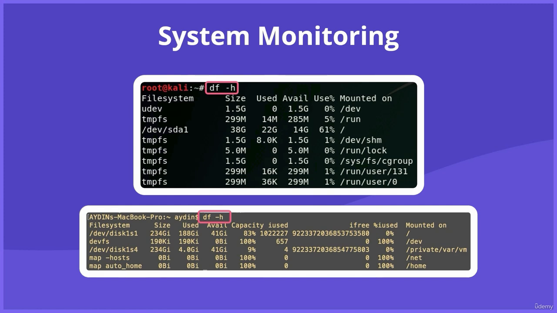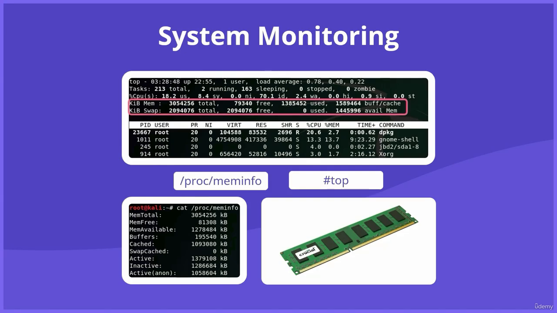Now, hopefully you remember from the previous lectures we already practiced the top command. The top command is used to show the Linux processes. It provides a dynamic real-time view of the running system.